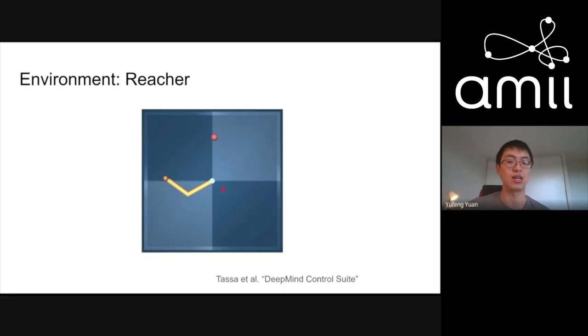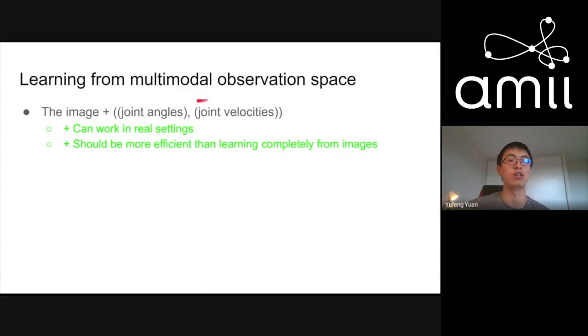So the multimodal setting we're interested in looks like this. We assume that we have knowledge about the robot itself, and in this environment, particularly, it's joint angles and joint velocities. We assume that we know this information, but we don't assume any particular knowledge about the target. So the target information has to be acquired from the image. And this becomes a multimodal observation space. The target information is contained in the image, while the information for the robot itself is just a vector.